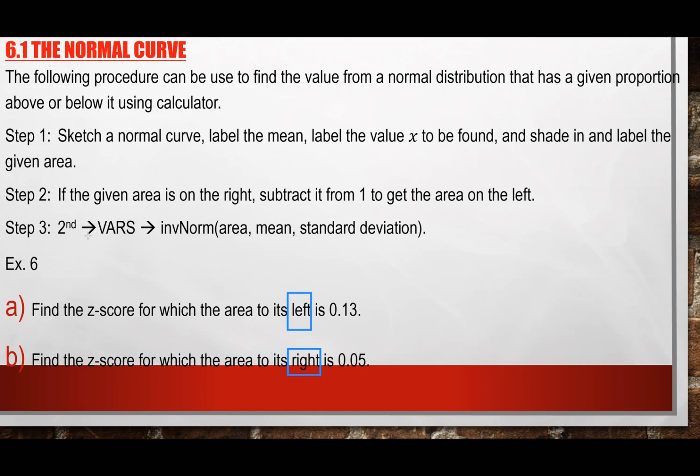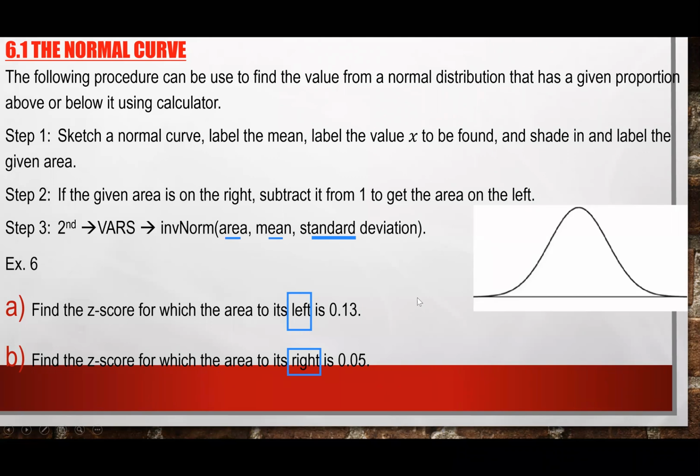Okay, so once you identify the area, because those are the three things you needed: you need the area, you need a mean, and you need a standard deviation. If you do this problem here, example 6, they ask you to find the z-score for which the area to its left is 0.313.